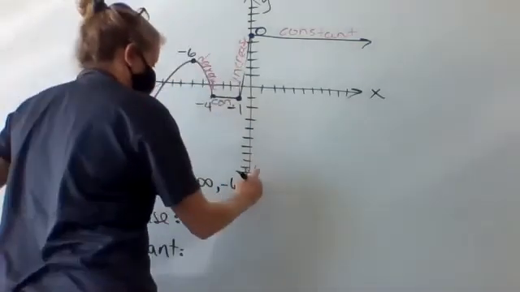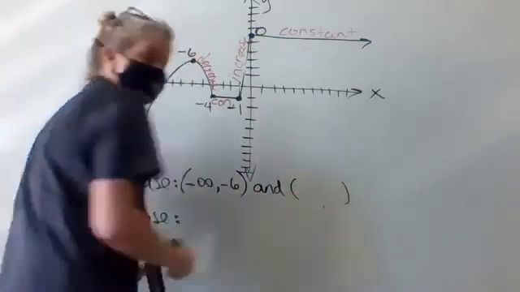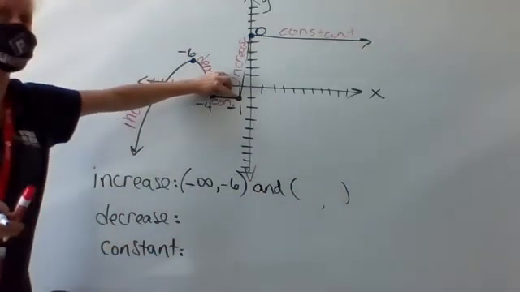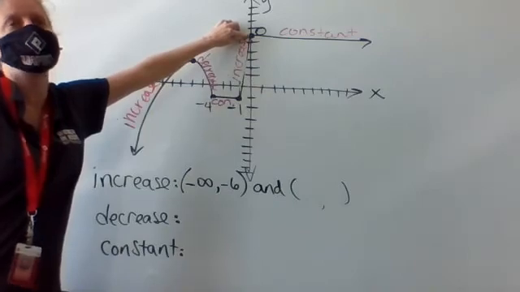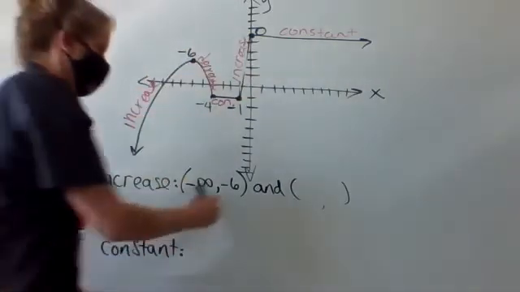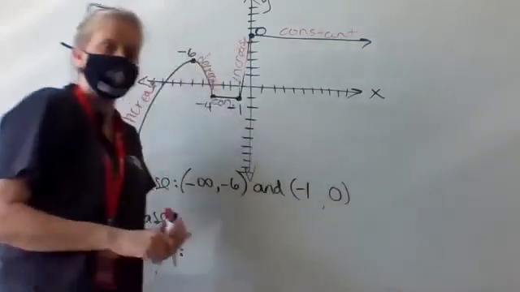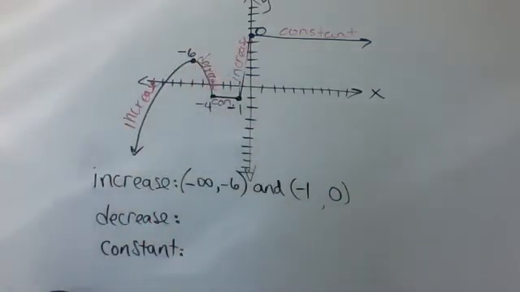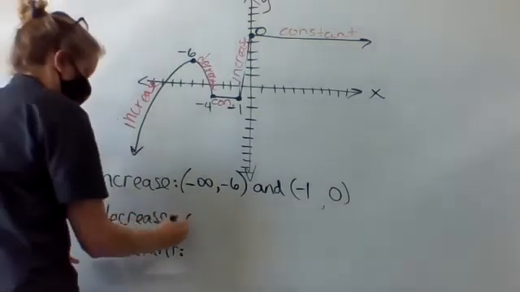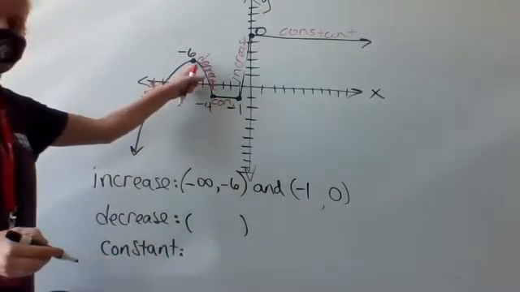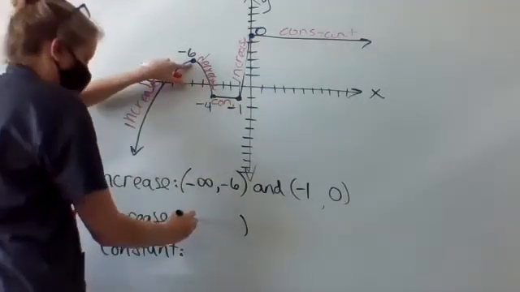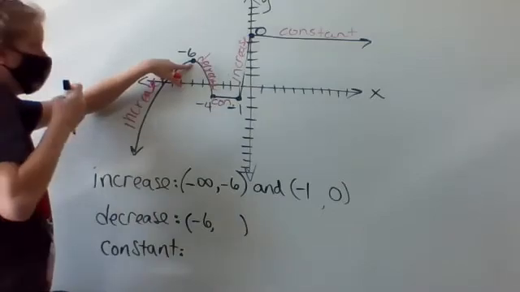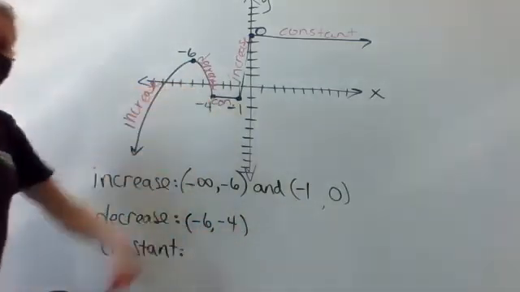There's another increase, so let's talk about that one. Where does this one start increasing? Negative 1, and it goes up until it gets to the 0. Remember, you're using x coordinates here of each of the changes. Decrease. There's only one place that it's going down. So where does it start going down? It starts going down at negative 6 until it gets to negative 4. So there's the decrease.